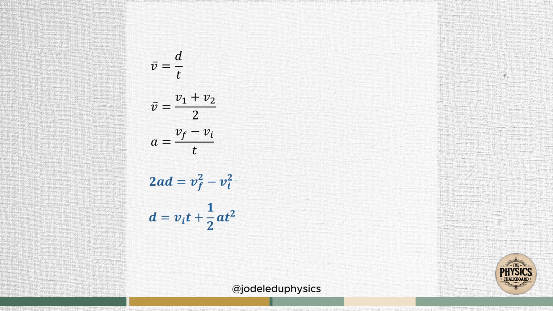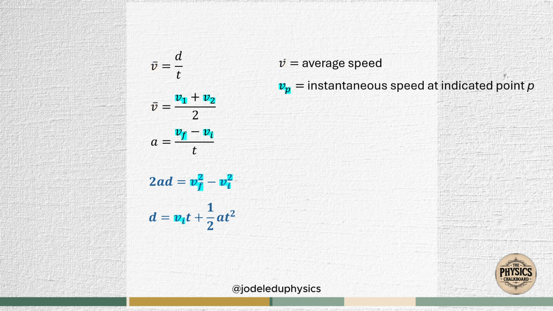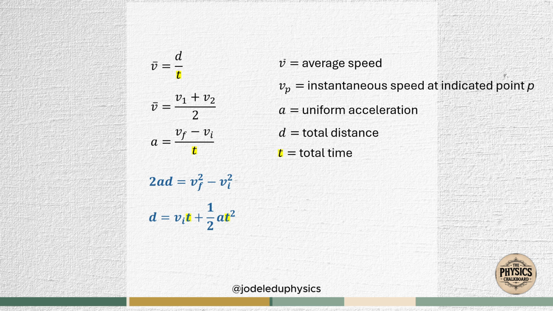The next time you see this symbol, it means average speed. This is different from instantaneous speed. The symbol A is always acceleration, while D is distance, and T is time. This set of formulas is the backbone of everything we'll do moving forward, from solving problems involving horizontal and vertical motion to analyzing freefall and projectile motion.